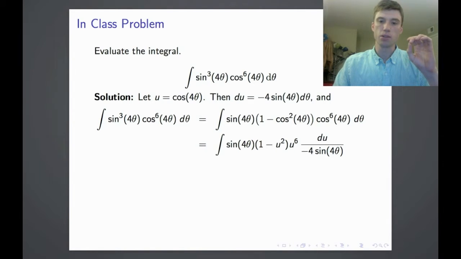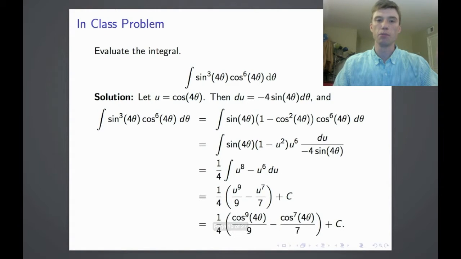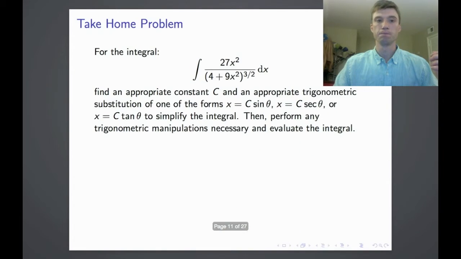After making the substitution, we are left with 1/4 the integral of u to the 8th minus u to the 6th. This integrates to 1/4 times u to the 9th over 9 minus u to the 7th over 7, plus an arbitrary constant c. After plugging in the original variable, we are left with 1/4 times cosine to the 9th of 4 theta divided by 9 minus cosine to the 7th of 4 theta over 7, all plus an arbitrary constant. Alright, that concludes the in-class problem.